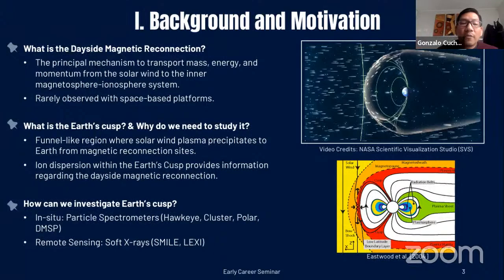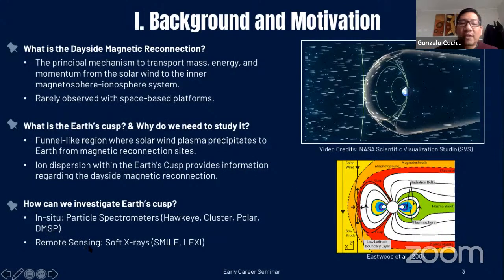So now, how can we investigate the Earth cusp? We have two ways. The first one is based on in situ observations, specifically using ion and electron spectrometers. And here I have listed some of those missions with this instrument that crosses the cusp.